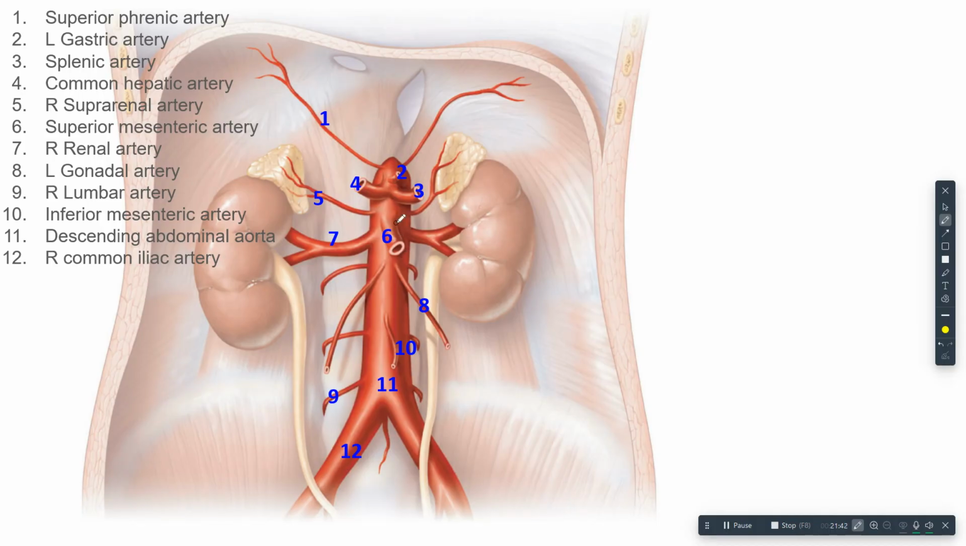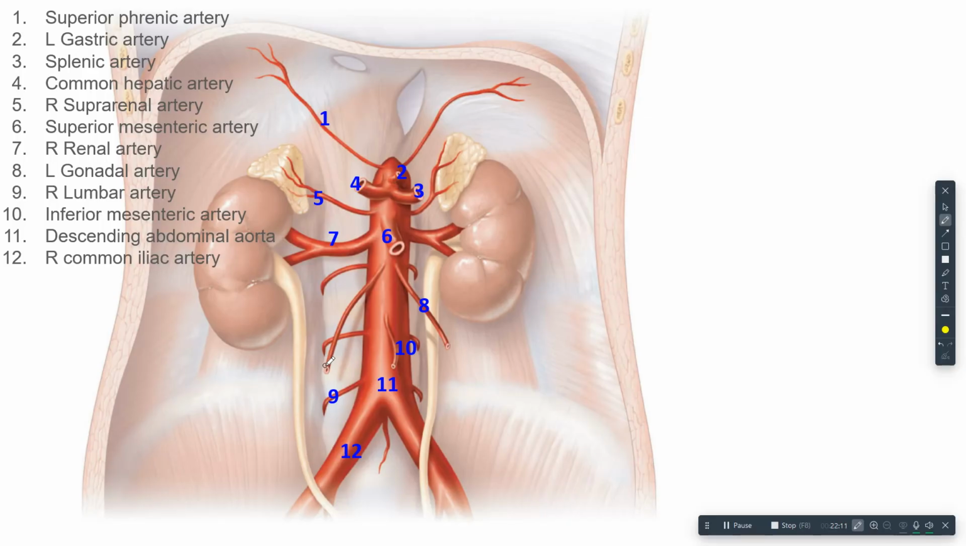Anywho, I see my superior mesenteric artery there in the middle, cut again, and kind of almost on level with it, I have a renal artery on my right here, and then a renal artery to the left kidney as well. Below the renal arteries, I'm going to get this guy here and here. Number 8 is the left gonadal artery. Now, we can't tell if this is a male or a female.